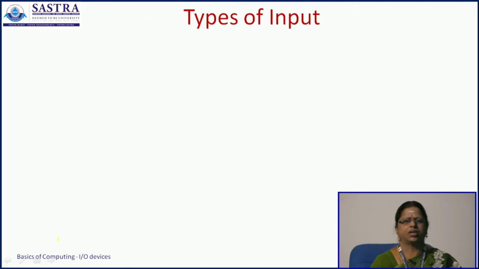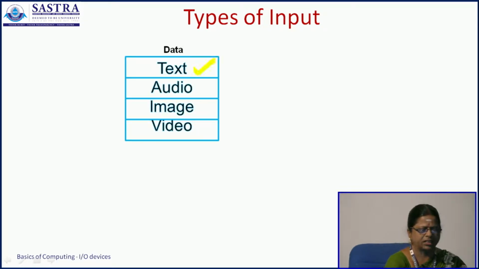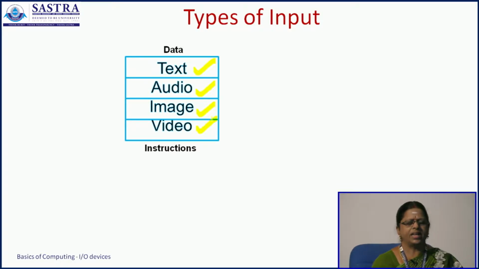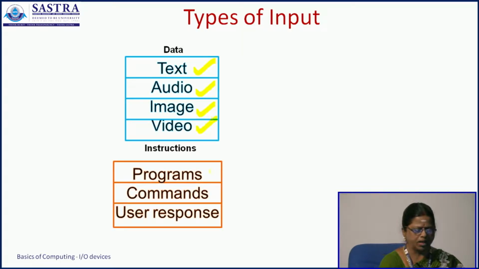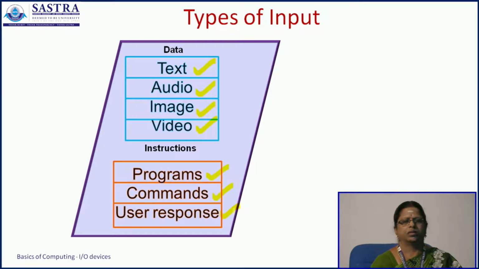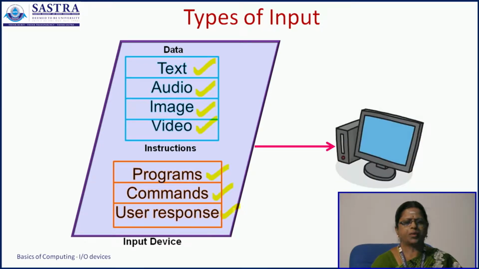What are the different types of input? It can be data in the form of text, audio, image, or video. It can also be the instructions which are given to the computer in the form of programs, commands, and user response. All these are going to be converted by the input device and given to the processor. The processor performs all the actions which are to be done and stores it in the computer, or it gives it to the output device.